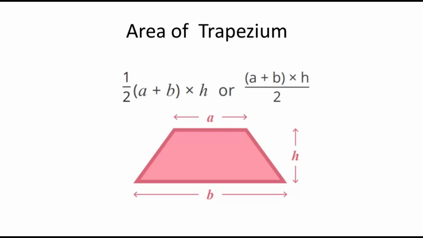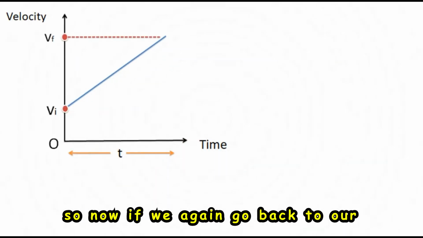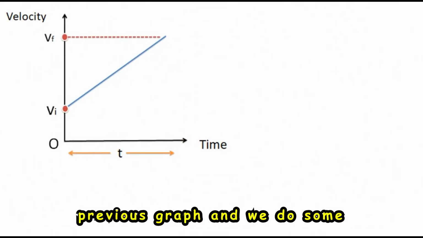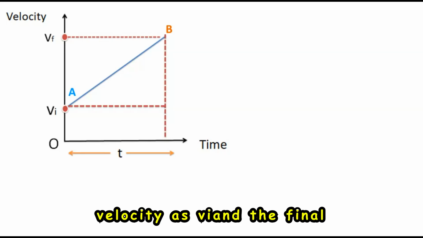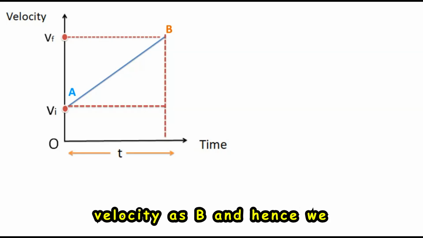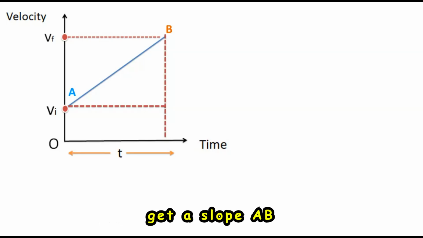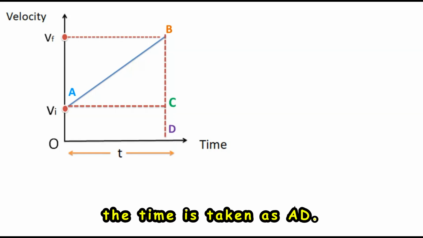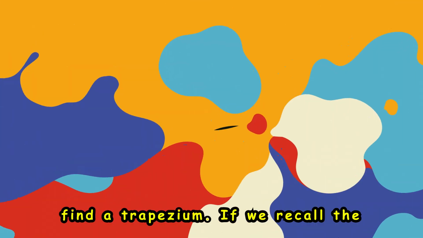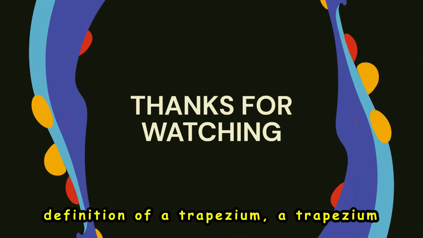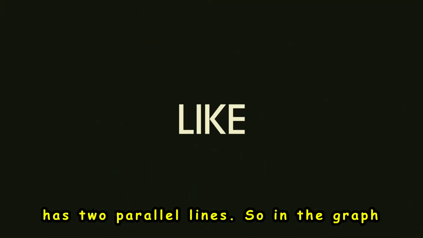So now if we again go back to our previous graph and we do some labelings, what we get is this. We label the initial velocity as vi and the final velocity as b, and hence we get a slope ab, and the time is taken as ad. So if you focus on this graph, you can find a trapezium. If we recall the definition, a trapezium has two parallel lines.